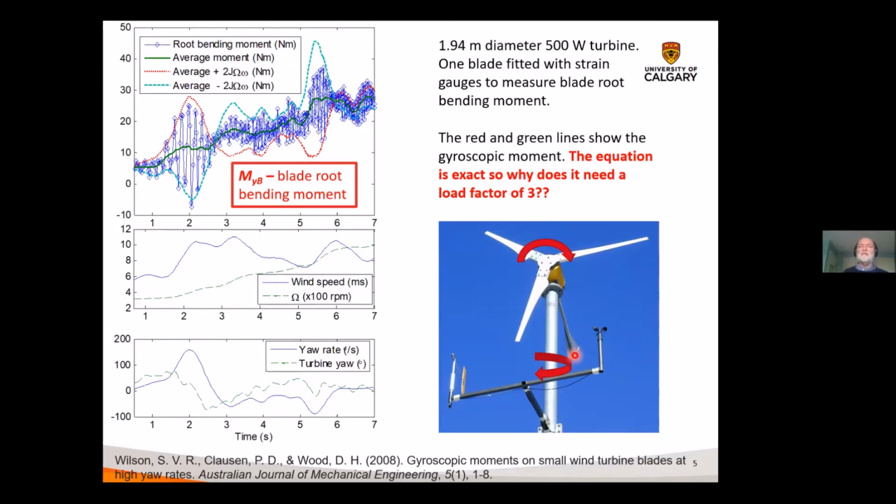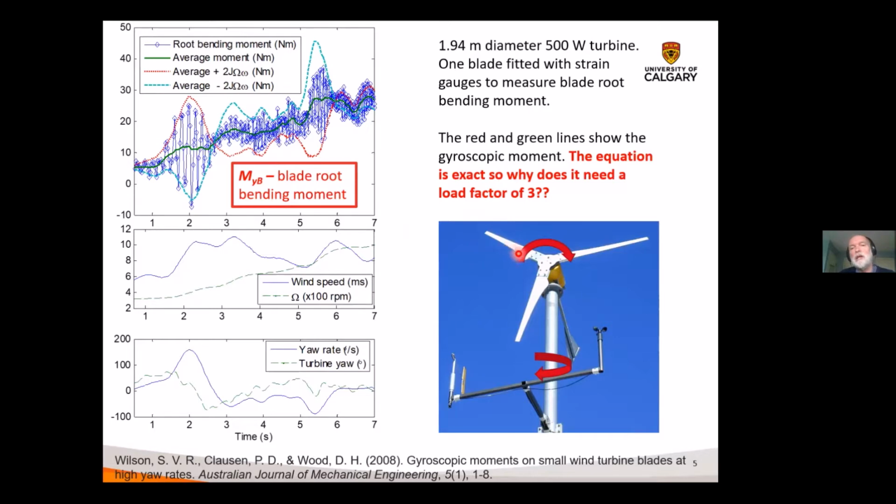And this is a typical free yaw arrangement that is used in a large majority of horizontal axis small wind turbines. And that free yaw arrangement can give rise to significant yaw rates, a rate at which the turbine rotates about the tower. When you have high yaw rates and you have high rotation of the blades, then you give rise to gyroscopic moments on the blade shaft and also on the blades themselves.